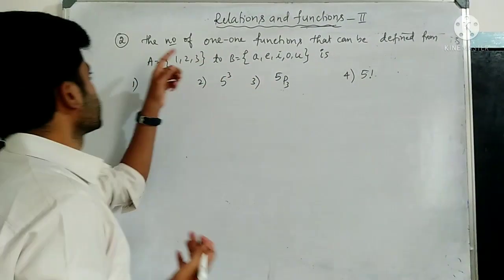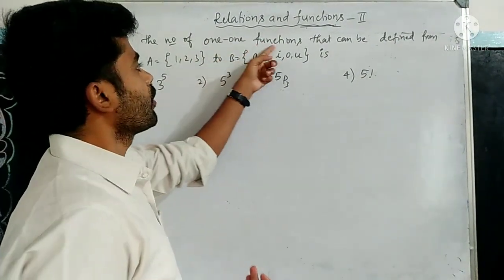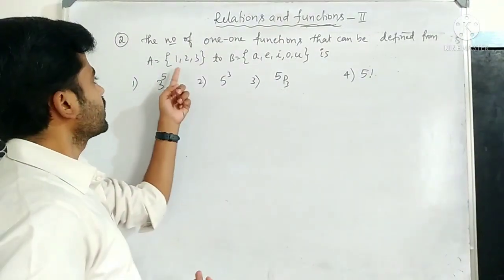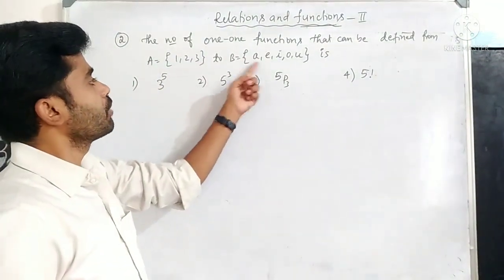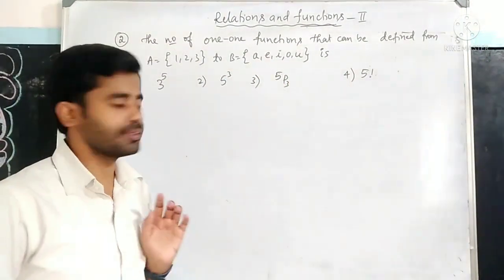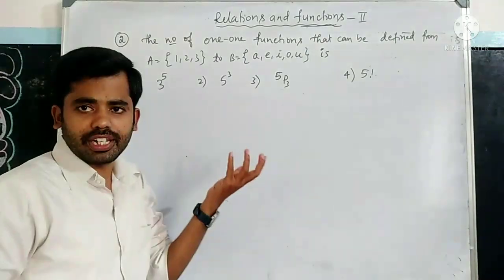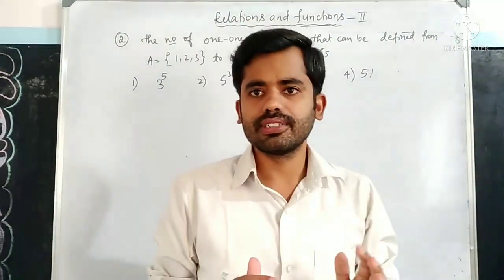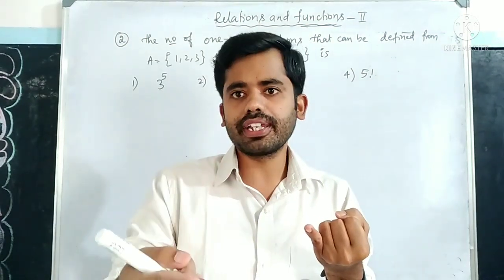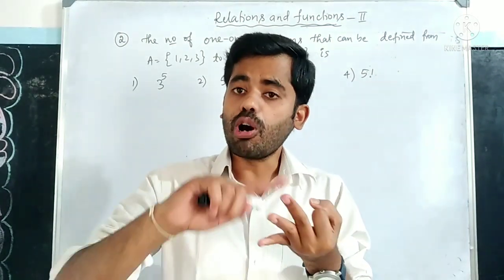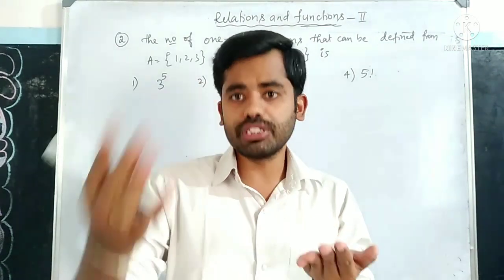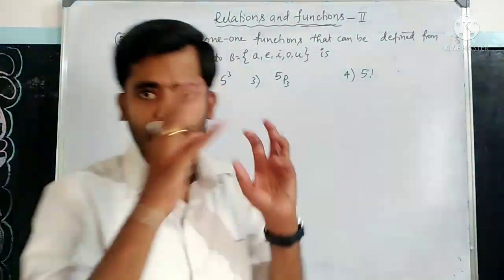Next question: the number of one-one functions that can be defined from A to B. Here the number of elements in A is 3 and the number of elements in B is 5. How many one-one functions can I make? For this, first I will define how many distinct functions I can define, how many one-one, how many surjective or onto, and how many bijective functions. I will discuss all those things.